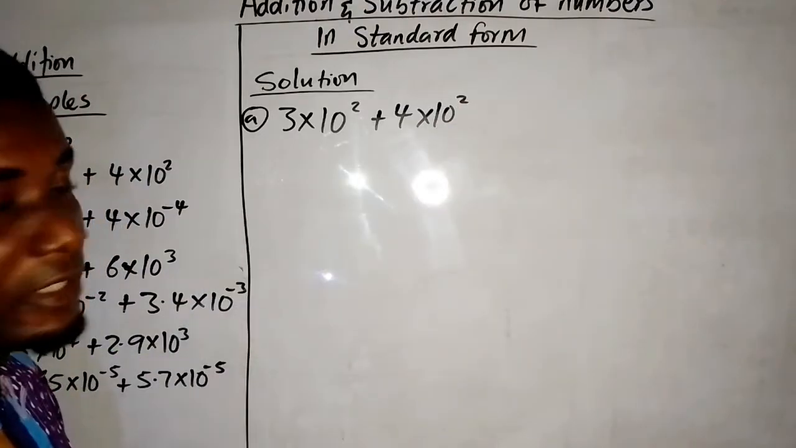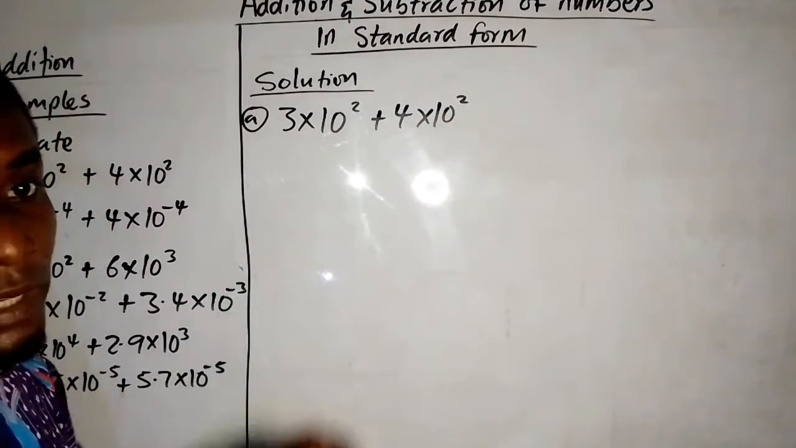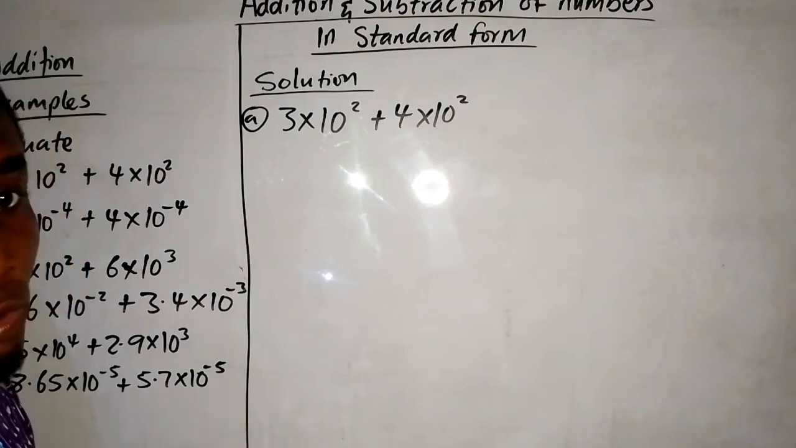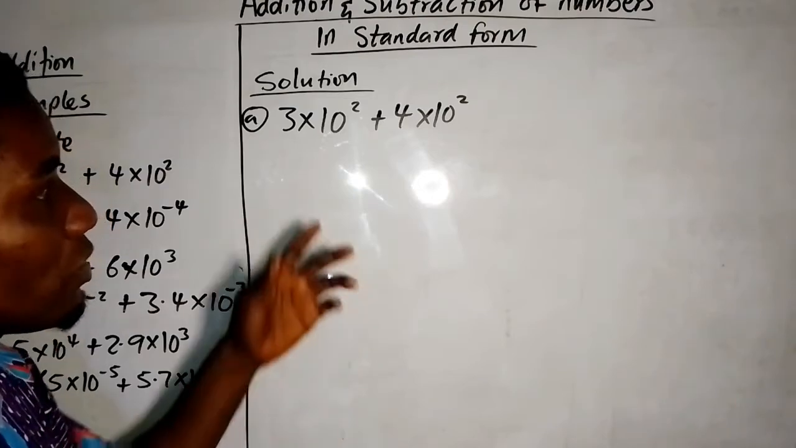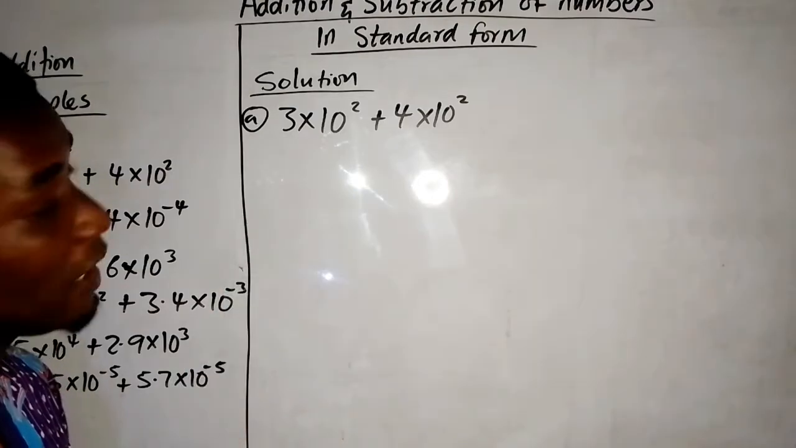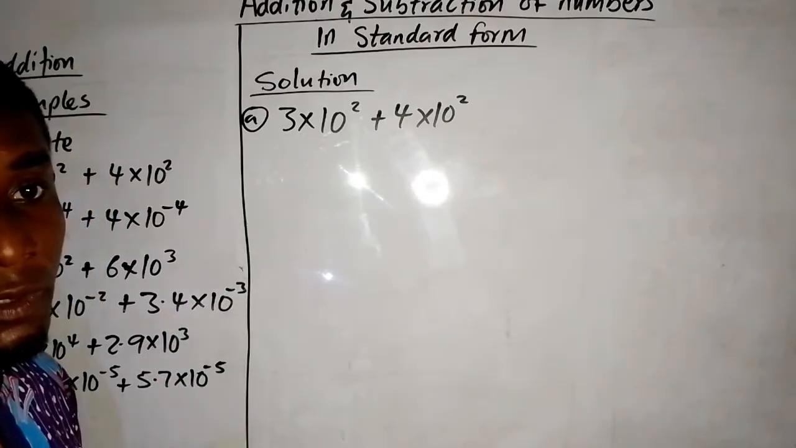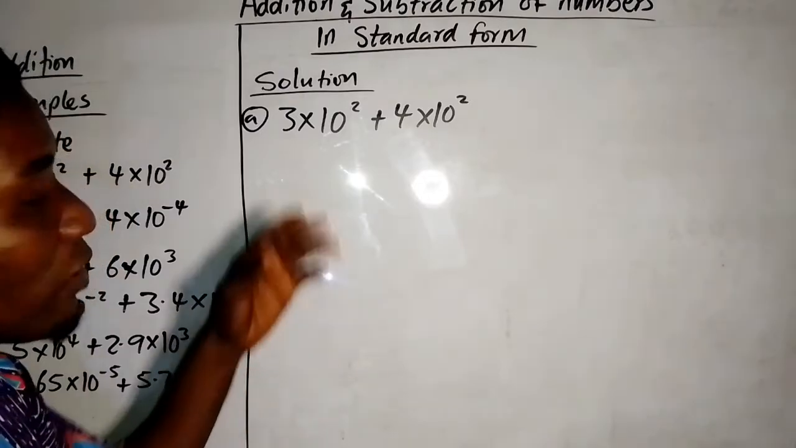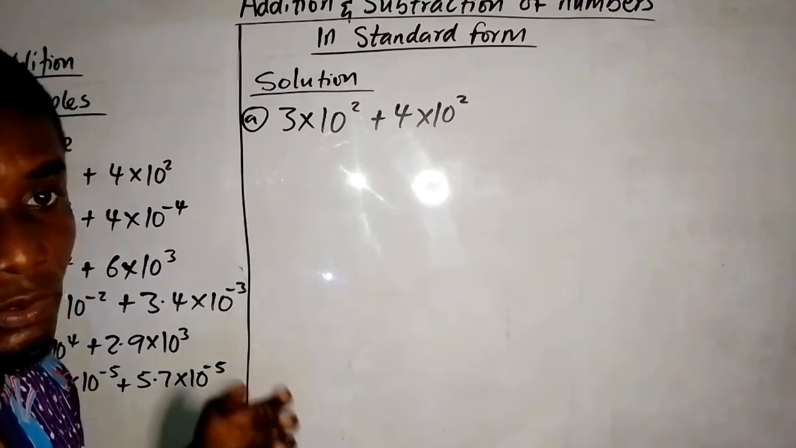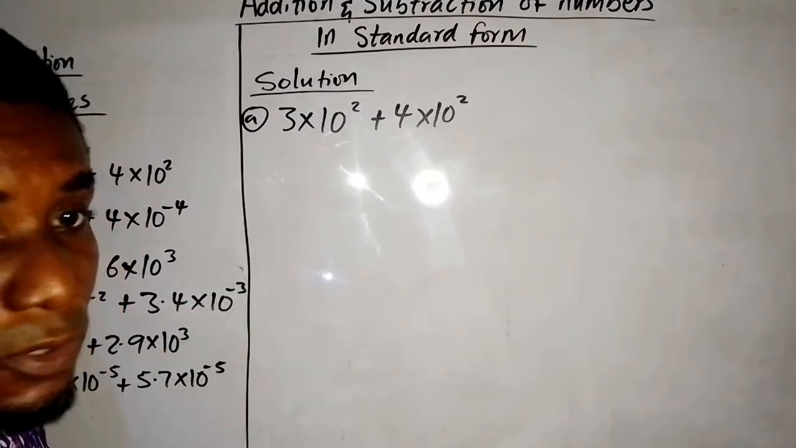Now if you have a question like this, in which your base and your exponents are the same, you don't need to adjust anything here. Just find the common factor here. And if you take a look at this question, the common factor is 10 raised to the power 2. Now, for this one, we're going to use 2 methods to solve this particular question. Let's start with the first method.